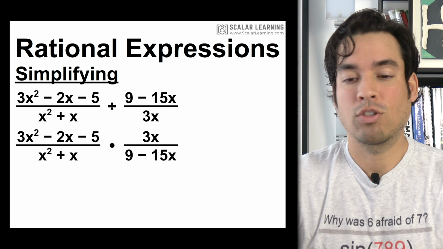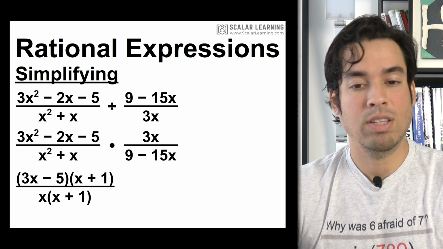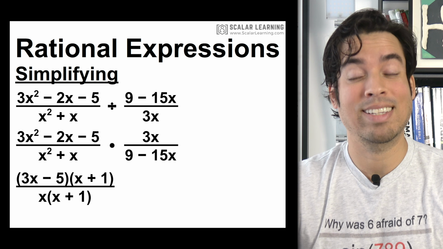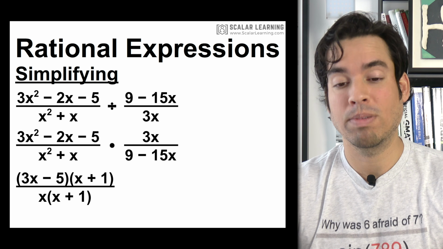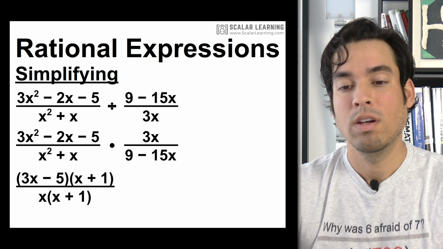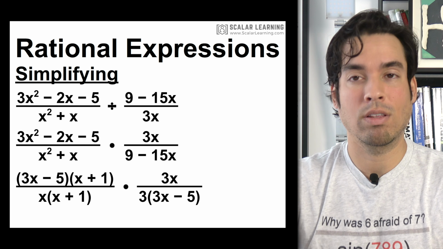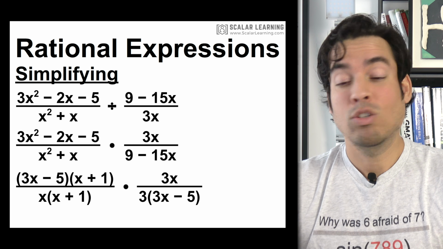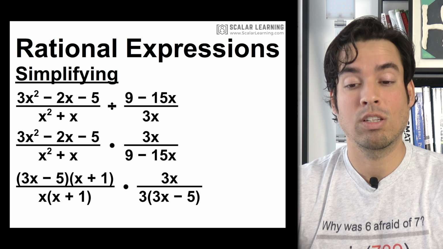So now I'm going to start factoring everything. We're going to factor all these expressions. On the left, the 3x squared minus 2x minus 5 factors to 3x minus 5 times x plus 1. On the bottom, we factor out an x, and it's simply x times x plus 1. On the right, the top we can't do anything, but the bottom we can factor out a 3, and it's 3 times 3x minus 5. Now it's almost like one giant fraction because it's all multiplying.